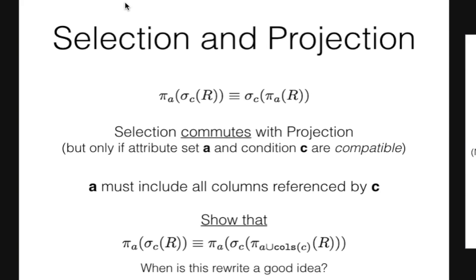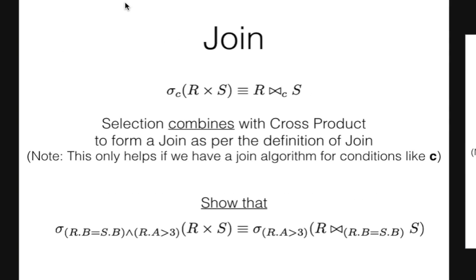All right. So here's another one. Selection and cross product. Well, we've already covered the basic idea here. A selection plus a cross product is a join. Now, there are limitations on what kinds of joins you can implement efficiently. In other words, if we don't have a good join algorithm that can handle some condition C, this is kind of useless. But this is the definition of join. So let's keep building up our repository of composite cases here.